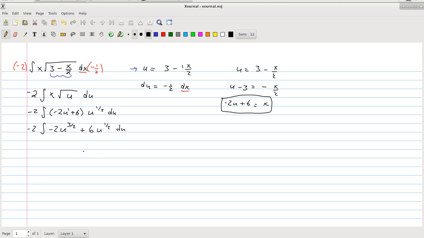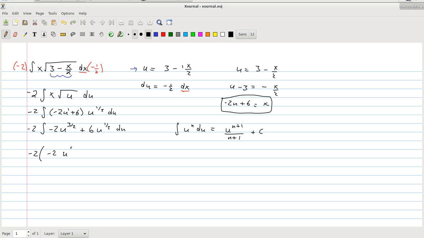Now we can integrate term by term using the power rule. So to remind you, if you have something of the form the integral of u to the n du, we integrate by adding 1 to the exponent, dividing everything by the new exponent, plus c. So in this case, the negative 2 on the outside will just stay. The negative 2 on the u to the 3/2 term will stay.